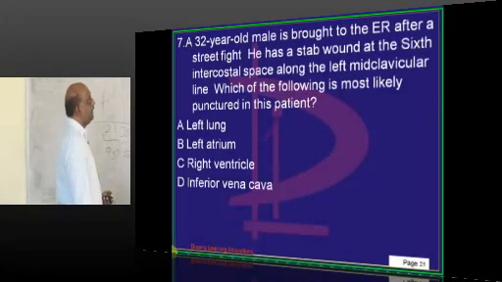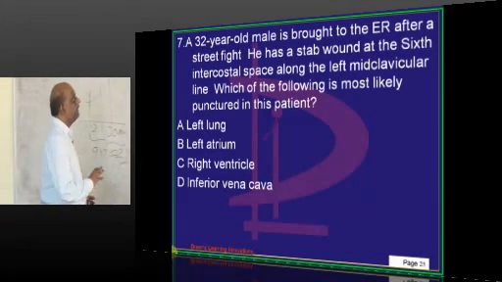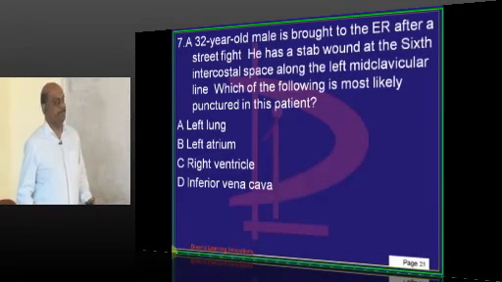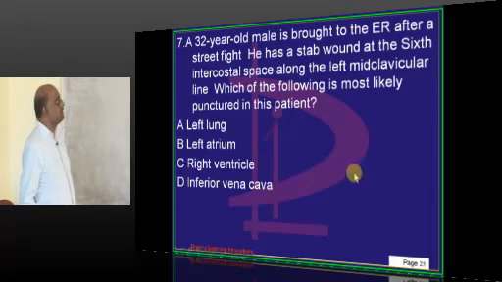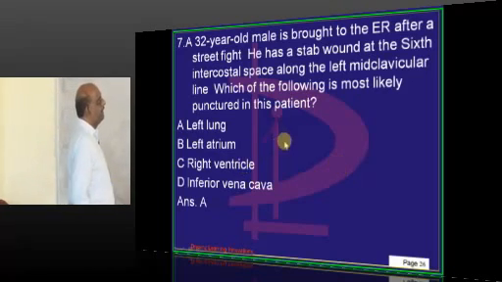That is the trend. A 32-year-old comes to the emergency room after a street fight, and typically has a stab injury in the 6th intercostal space in the left midclavicular line.